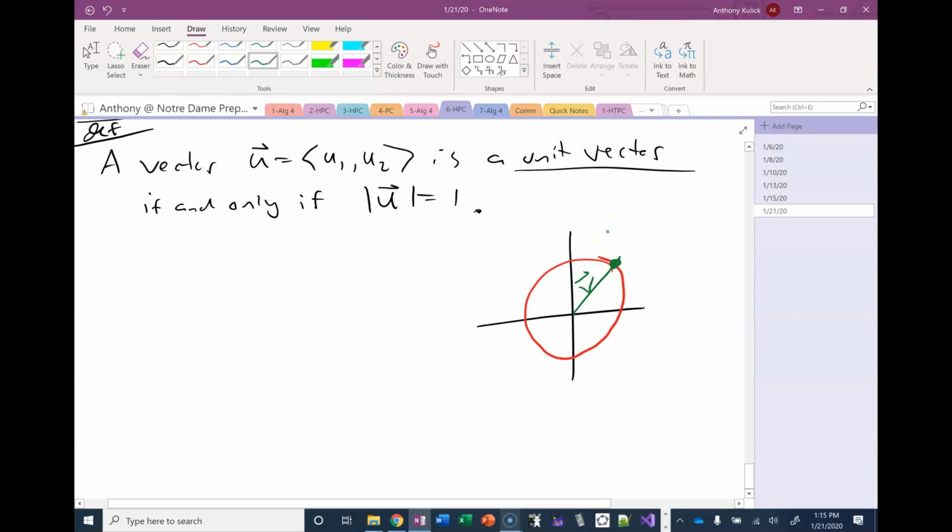So if this is my vector v, what is the length of this vector? It's 1, right? Because it's a unit circle, the radius is 1. Everybody agree with that? And the point here is cosine theta comma sine theta. So every unit vector is of the form cosine theta, sine theta. That's pretty convenient.